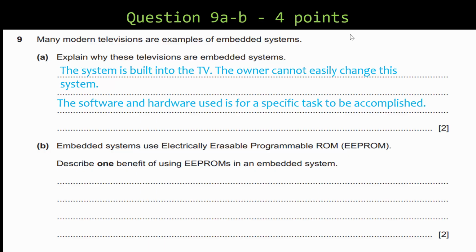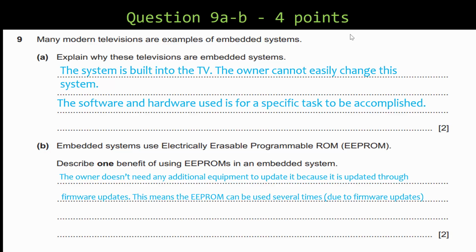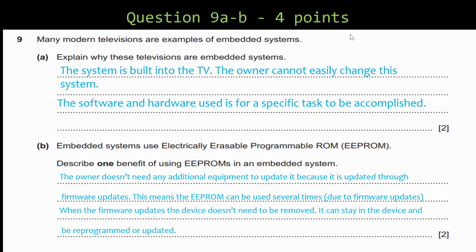It says embedded systems use EEPROM. So describe one benefit of using it. Well, we don't need any additional equipment to update it because it's updated through firmware updates. This means that electrically erasable programmable ROM can be used several times, because there are firmware updates coming out. When the firmware updates the device, the device doesn't need to be removed. It can stay in the device and be reprogrammed or updated.